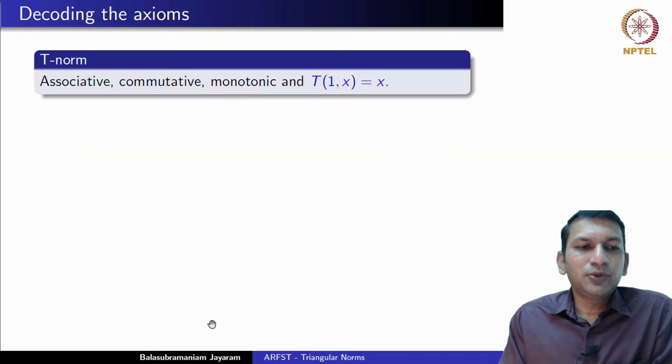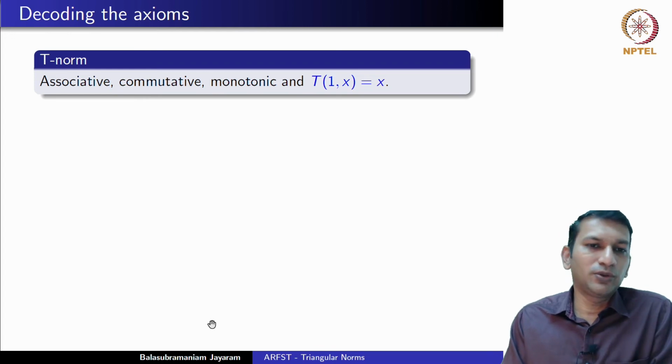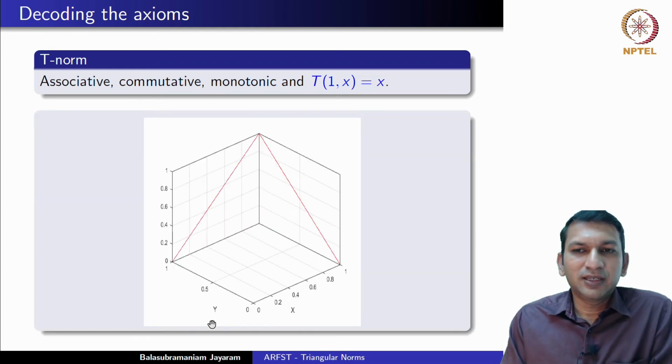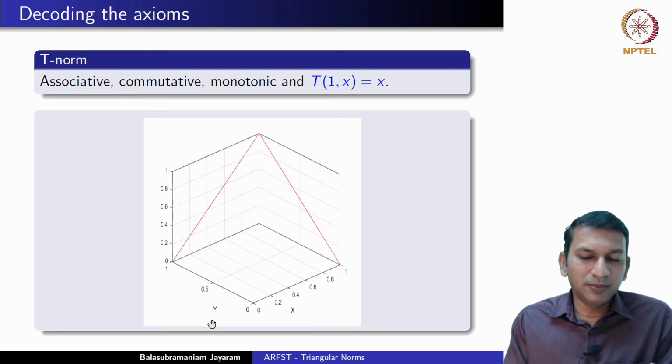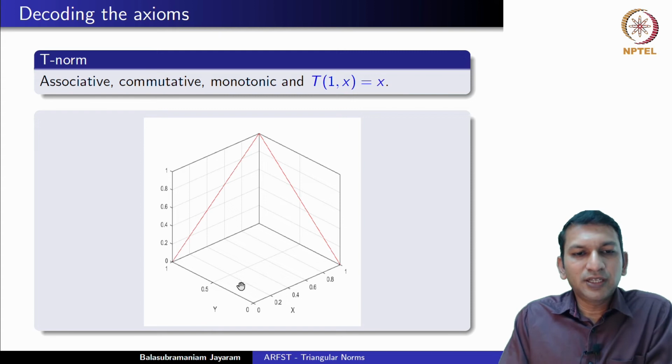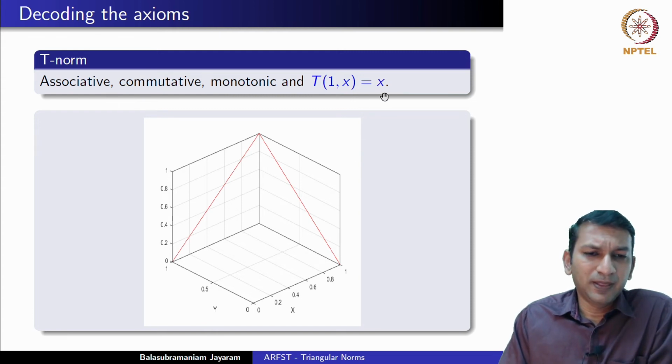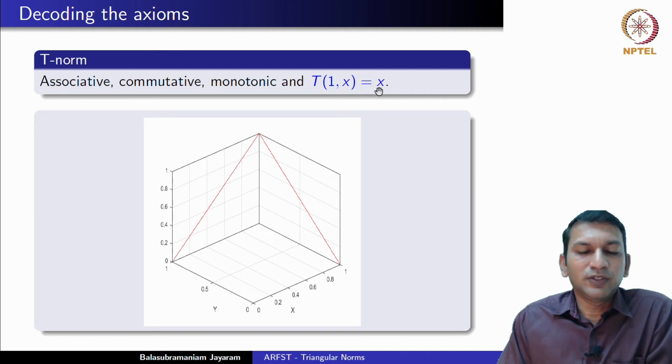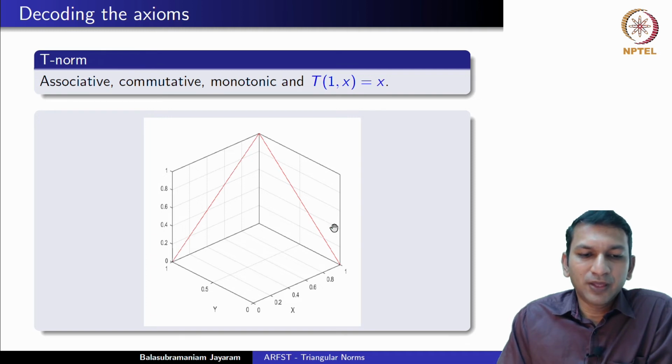Now, let's try to decode these 4 axioms from a very geometric perspective so that we will have a visual idea of how these functions look. Already we saw that the graph of a T norm will be embedded within the unit cube. Now, what does T(1, x) = x mean? By commutativity, whether x is 1 or y is 1, the other value is the value that the function T will take. So when x is equal to 1, you see here as y varies, you get the identity function. It moves from 0 to 1. Similarly, when y is equal to 1, as x varies, it moves from 0 to 1.